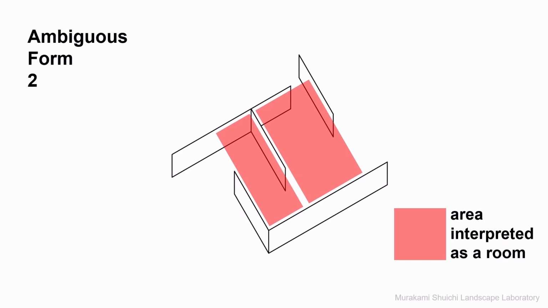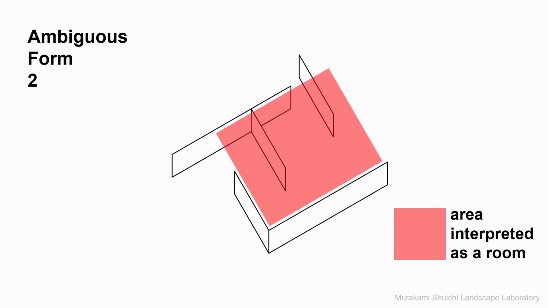Now let's free our imagination. Until now, we assumed that a room must be enclosed on all four sides. But is that always necessary? What if we define a room as a space where over half of its perimeter is covered by walls? Then this is a room. And this is also a room. And so is this.